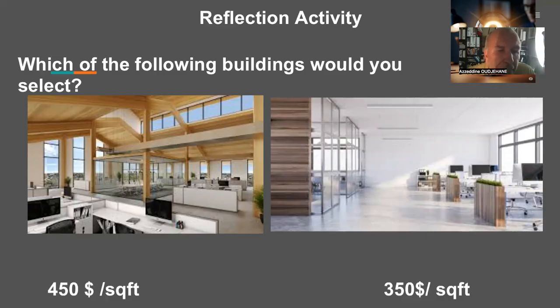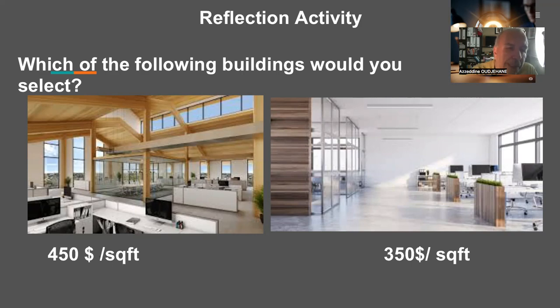Now I'm going to tell you, if you were to design the mass timber building, it would cost you $450 a square foot. The concrete will cost you a bit less, $350 a square foot. You still stick to your first choice of either one.